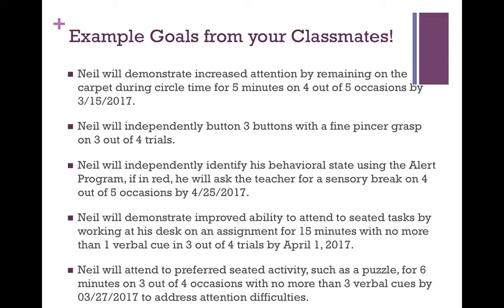I thought this was great because we saw the level of assistance needed, which was none. We wanted him to accomplish it independently. There was the specific number of buttons, there were trials so that you can make sure they were able to maintain that success, and it specified what type of pincer grasp, which was great. I think the only thing that I would add here was making sure that we have a timeline so that we know when we want to achieve this goal by. And I'll let you review the other goals and think about things that you maybe would add based on the information that we just discussed.